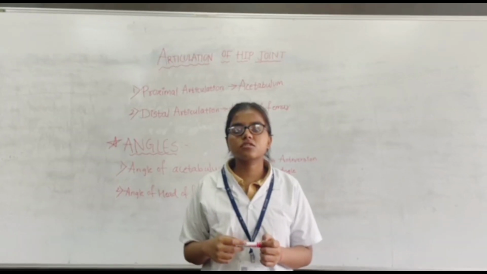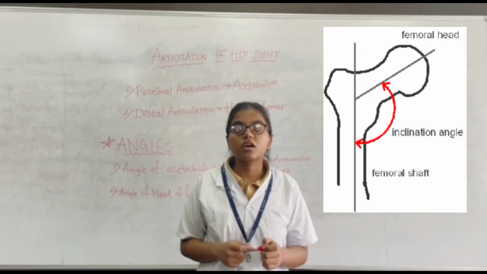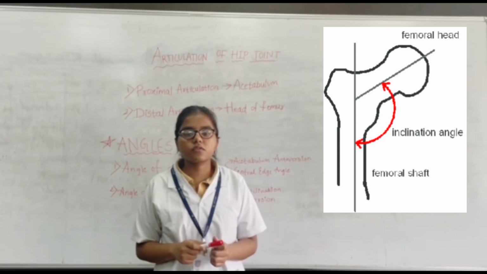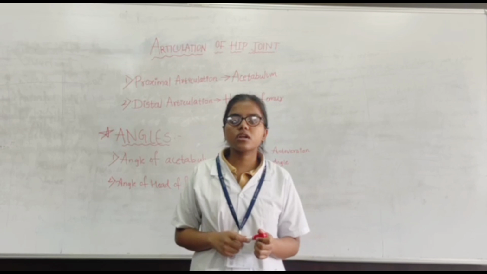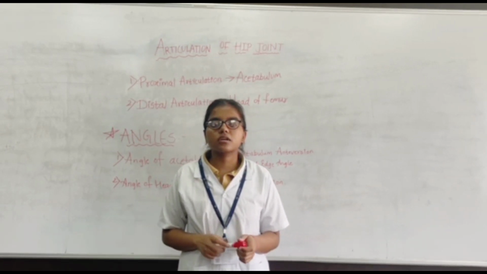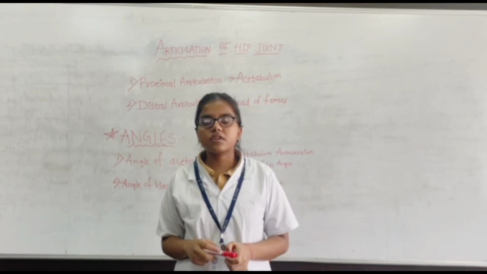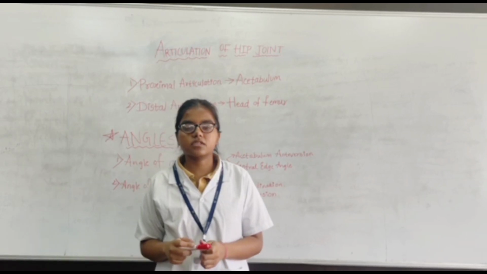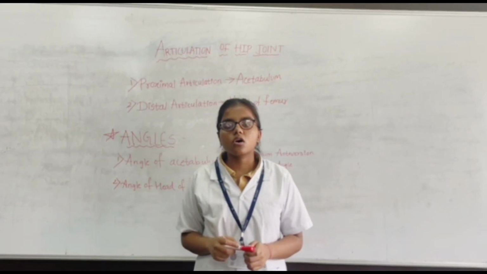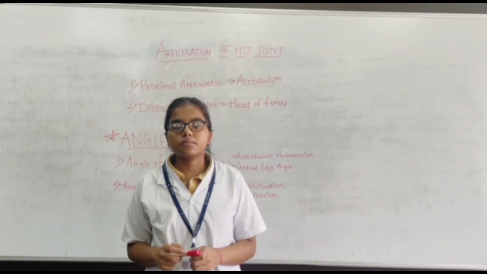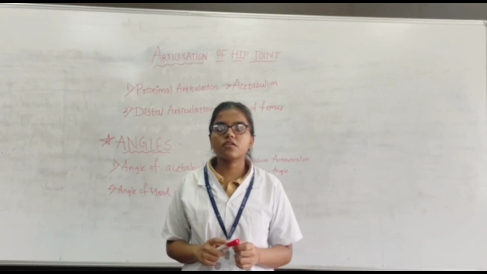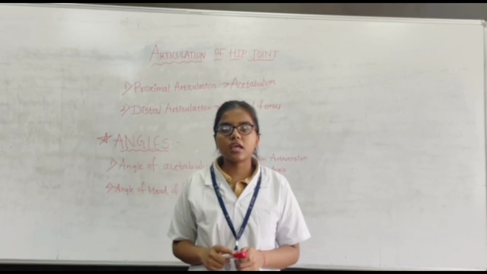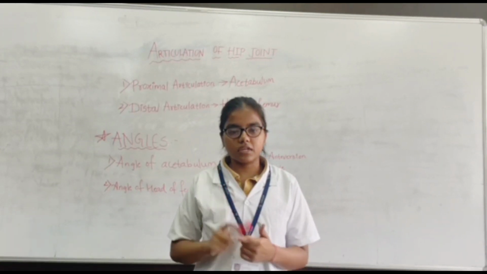First let us look at the angle of inclination. The average value of the angle of inclination is 126 degrees and it can range from 115 degrees to 140 degrees. Women have a lesser angle due to the wide pelvis. The angle of inclination also decreases with age due to weight bearing, and a pathological increase in the angle causes coxa valga and a decrease in the angle is called coxa vara.